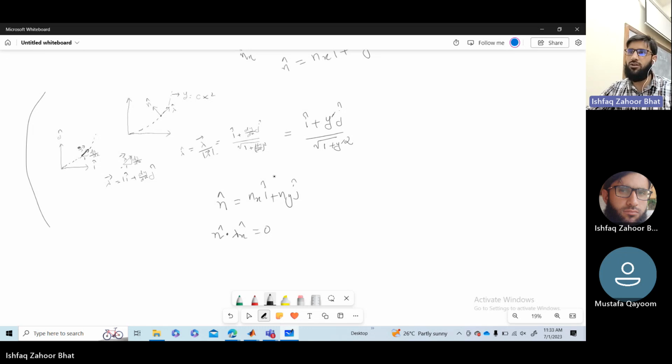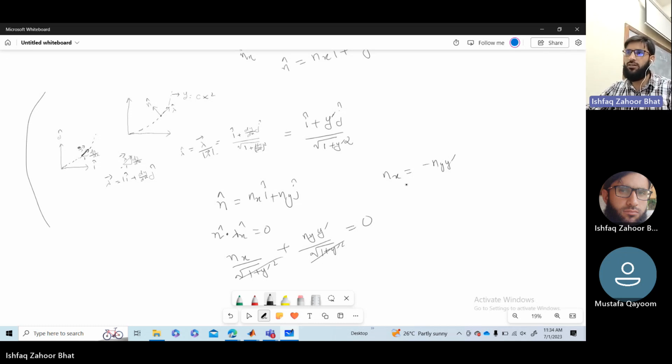I will get the x component of this multiplied by the x component of this, and that is nothing but nx upon under root of 1 plus y dash square, plus the y component of this and y component of this, that is ny y dash upon under root of 1 plus y dash square, and this should be equal to 0. This and this are gone, and we are left with nx equal to minus ny y dash, and so we have a freedom.